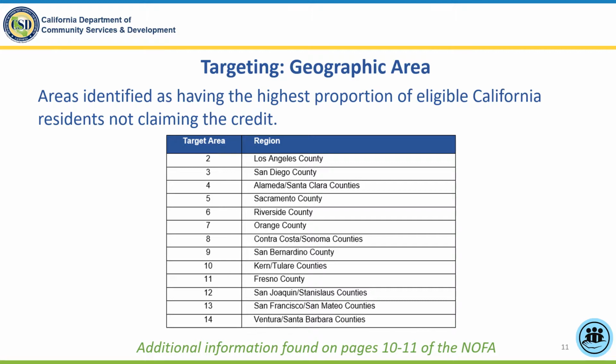Potential CalEITC filers were calculated by using U.S. Census data to identify households that approximately meet the income thresholds to claim the credit.